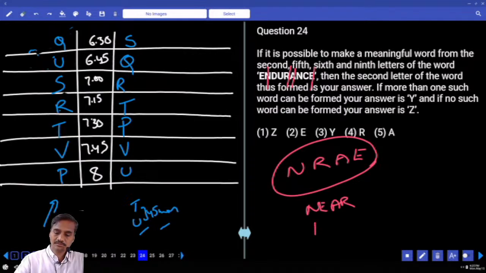N, E, R, near. Then E, R in earn. Hence, more than one such word can be found. Mark that as your answer. Choice 3, question number 24.